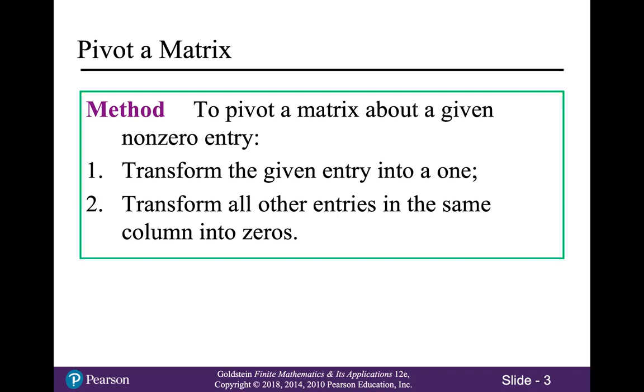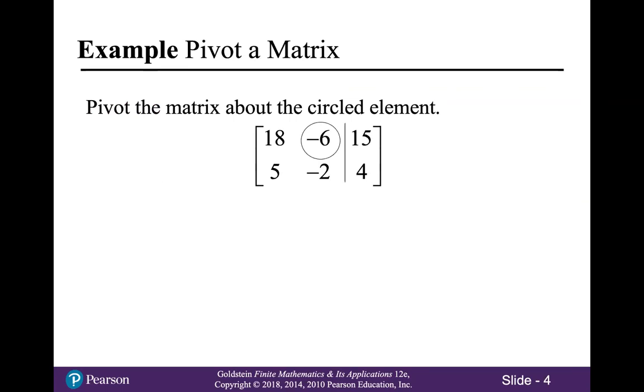All right, so pivoting a matrix is something that we did in the last section. We just didn't officially use that term. To pivot a matrix about a given non-zero entry, first we transform the given entry to a 1, and then transform all other entries in the same column into zeros using the elementary row operations that we talked about in the last section. So for our first example, we'll pivot the matrix about the circled element in this augmented matrix. So let's switch over to the tablet.